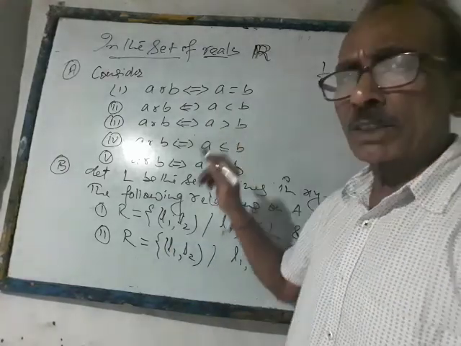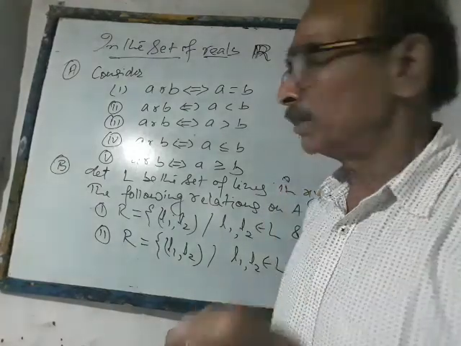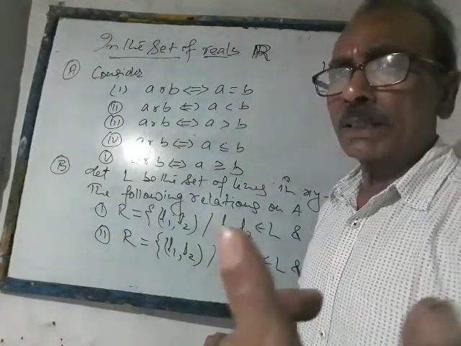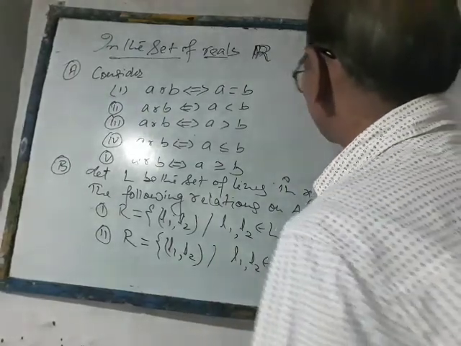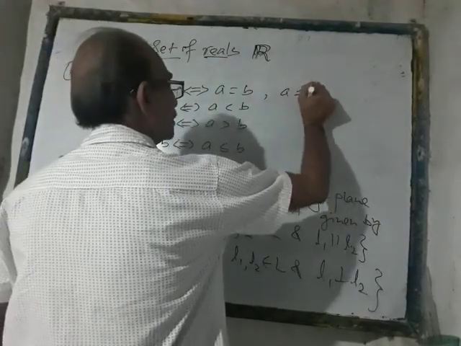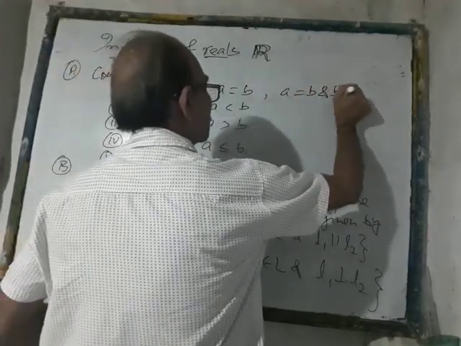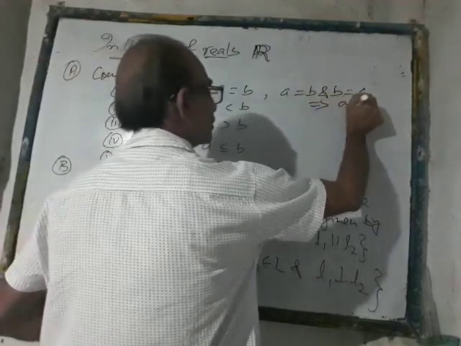A very simple logic or simple argument is there to show whether these relations are transitive or not. So just watch. Suppose I say that A is equal to B and B is equal to C. So just go on watching whether A is equal to C or not. So this implies A is equal to C.